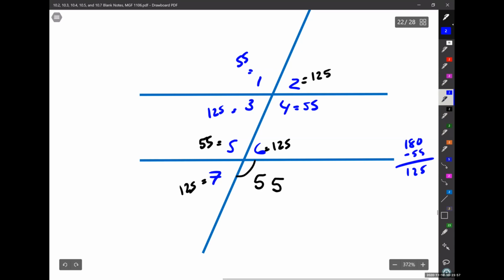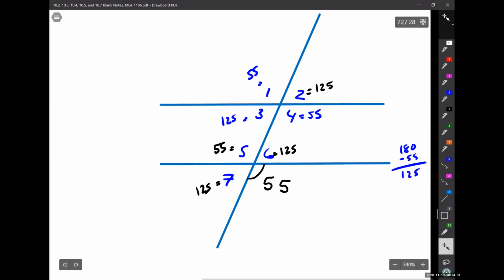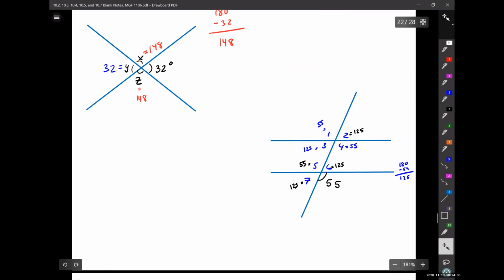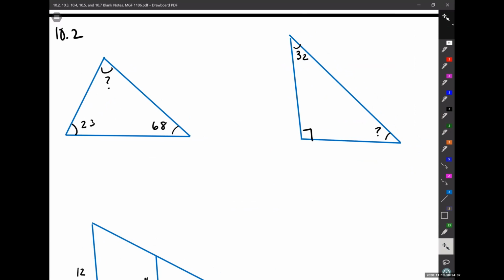So any questions from these angle problems from 10.1 that we could go over? Okay, if not, let's go on then to triangle problems. I'll give everybody a minute to attempt these two. Remember, all the angles in a triangle add up to 180.